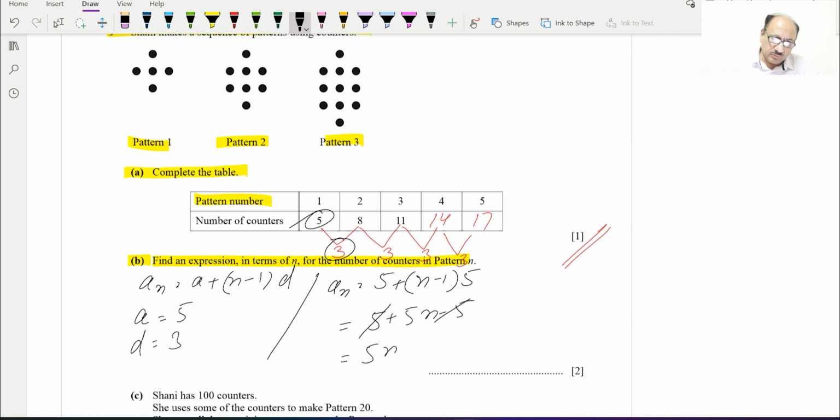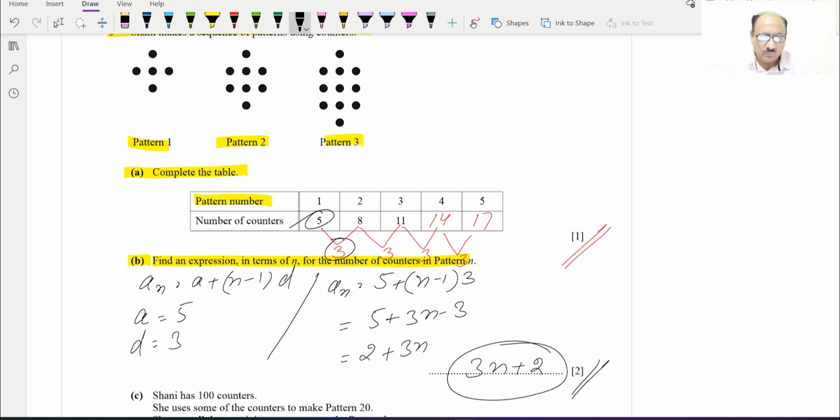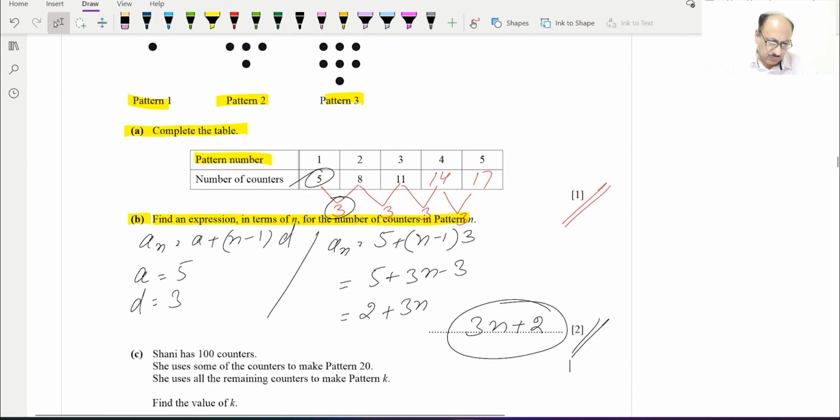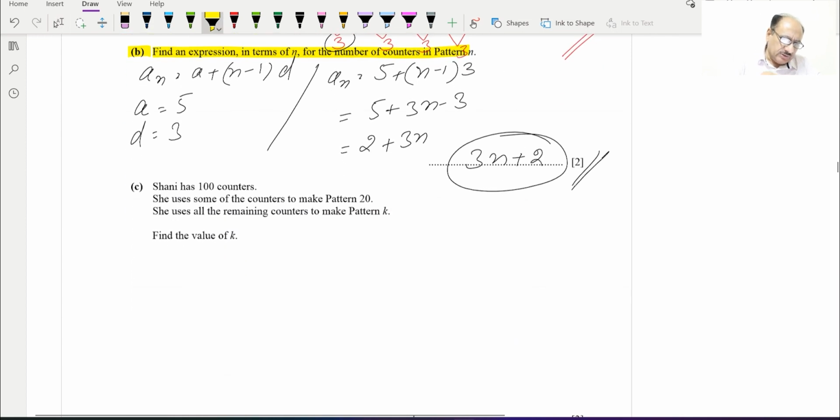Basically not 5, it should be 3n. This d is 3, so we need to change this 3, and this will not cancel, so 5 plus 3n minus 3. So now we can simplify. This will be 2 plus 3n, or 3n plus 2, it is the same thing, and this will be our final answer for 2 marks. Hopefully you understood this. Now for part C, Shani has 100 counters.